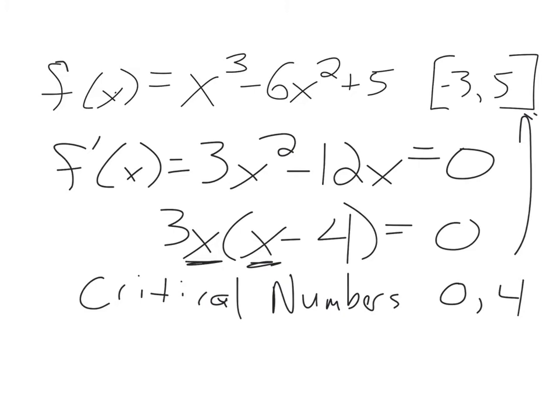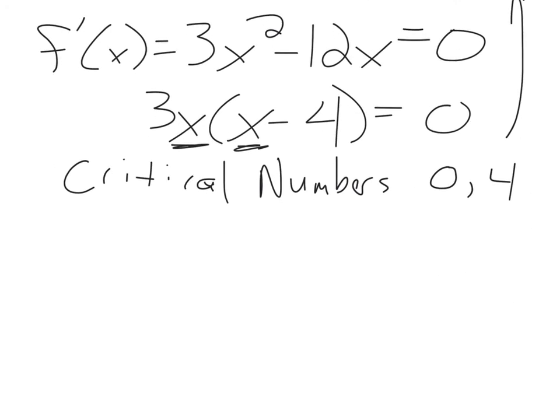Okay, so we're going to check. Now, notice we know the derivative is 0 at these two critical numbers. What we don't know is the actual value of the function. So we're going to plug these two values into the function, and then we're going to check the endpoints. Whatever our maximum is, that's our absolute max. Whatever our minimum is, that's our absolute minimum.